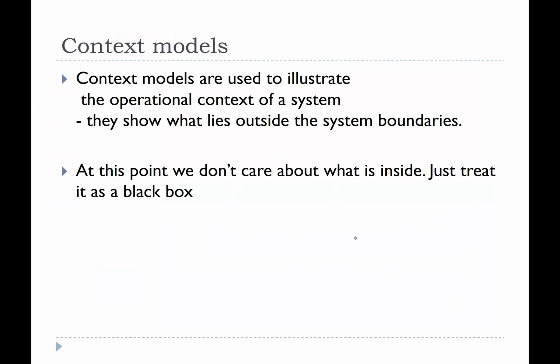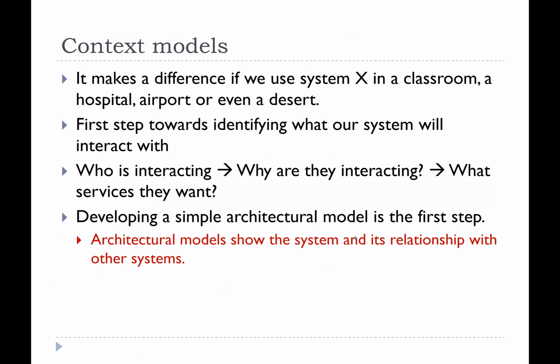We're going to show the operational context. At this point we don't care about what's inside, we just treat it as a black box. Another reason why we don't care about what's inside is because we want to use all of our focus on trying to realize what's on the outside. It makes a difference if system X was used in a classroom, hospital, or airport. This is what I was saying a moment ago. First step towards identifying what our system will interact with is who are we interacting with, and then why we are interacting with them, so that we can figure out what it is that they want from us.